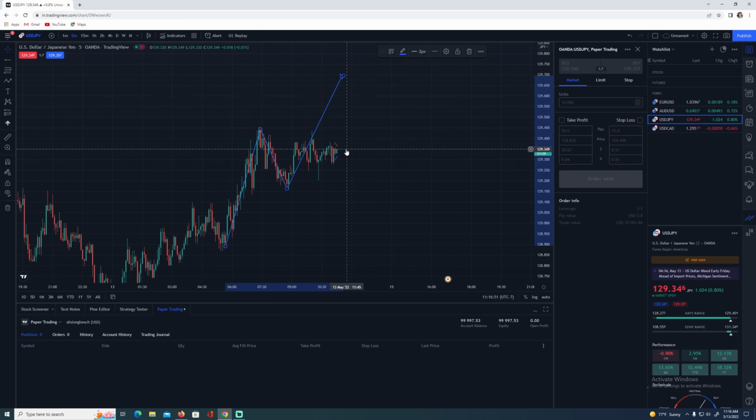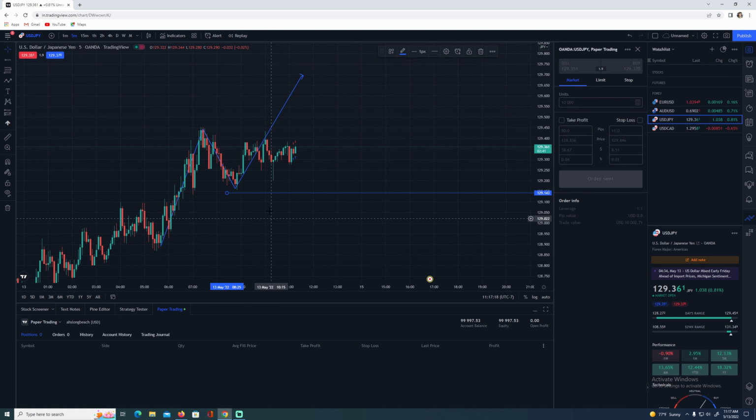So I want to buy it right here, and I want my stop loss to be down here because this is my low. If price goes below this low, that means there's a chance that we're breaking structure and price wants to go lower. All right. So I want my stop loss to be here. I want to enter at the market price right now, and I want it to go up. So I'm going to buy it.